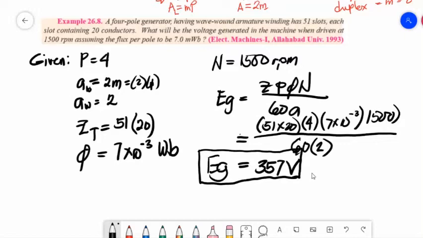In the PDF I gave you, the answer for number 1 is 178.5. That is wrong. This is the correct one, 357 volts.